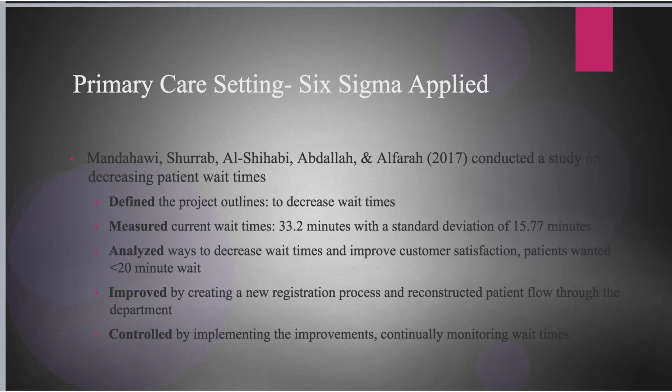Another instance of Six Sigma that could be applied to the primary care setting would be decreasing patient wait times. This is focusing on improving a process. They defined the project outlines, which were to decrease wait times. They measured the current wait times. Then they analyzed ways to decrease wait times and improve customer satisfaction. They found that patients wanted a less than 20-minute wait.